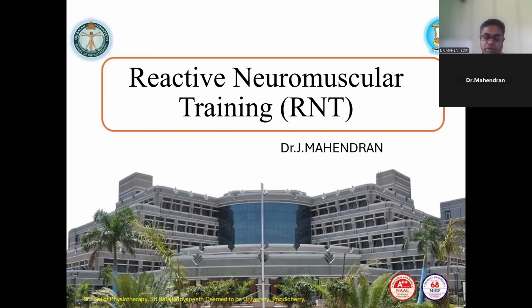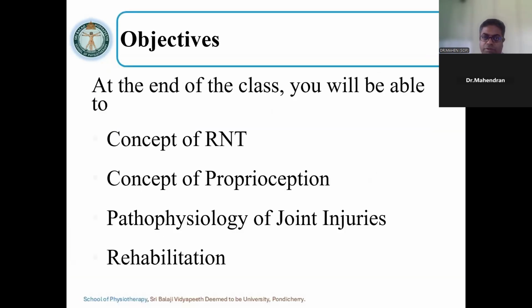In today's session, we're going to discuss a topic called reactive neuromuscular training. In short, let's call it RNT. So, this is one of the advanced techniques in physiotherapy. Normally, this technique is used in sports rehabilitation, but I think this technique could also be used in musculoskeletal rehabilitation too. So let's see the objective of this topic.